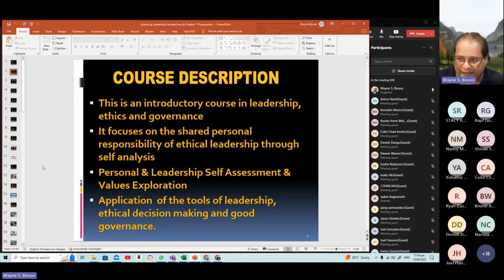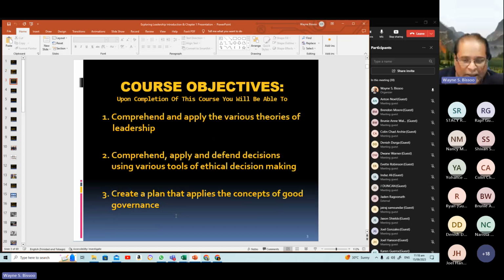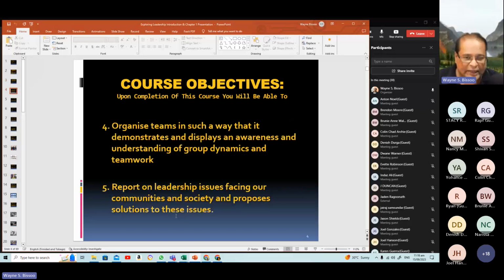And assignments that are given will reflect these learning outcomes that we're looking at here. We're going to be looking at the application of the tools of leadership as well as ethical decision making. You'll see that take place. So we're going to be looking at the various theories of leadership that have evolved over time. We're going to apply and defend decisions using various tools of ethical decision making. We spoke about that before. Create a plan that applies the concepts of good governance. That's your leadership plan coming down to the end there.